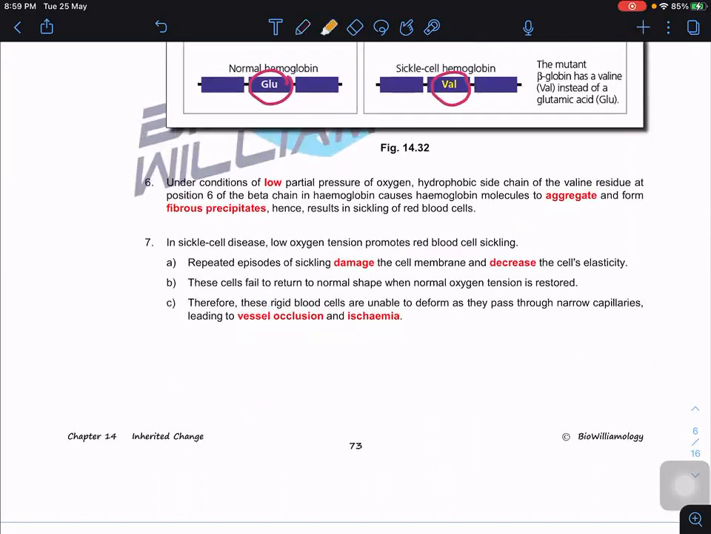Under low partial pressure of oxygen, the hydrophobic R group of the valine at the 6th position causes the hemoglobin molecules to aggregate and form a fibrous precipitate, resulting in the sickling of the red blood cells. Repeated episodes of sickling damage the cell membrane and decrease the cell's elasticity. Therefore, the cell fails to return to normal shape when normal oxygen tension is restored. These sickle cells will clog the small vessels or small capillaries, causing vessel occlusion, or ischemia. Vessel occlusion means a block.